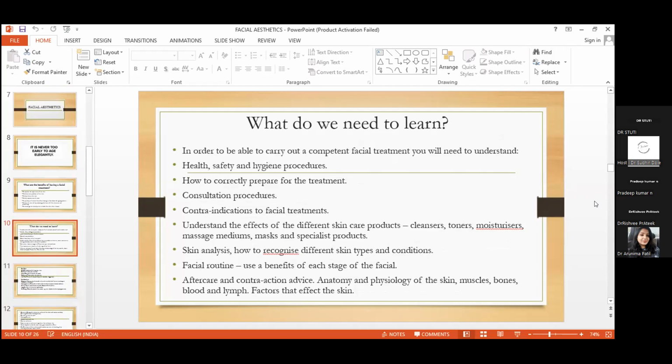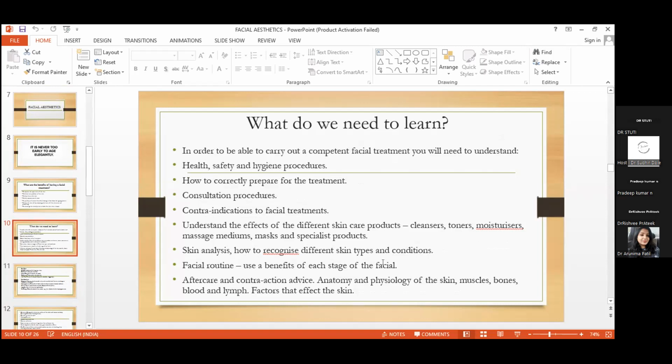Then comes up, these were all about the aspects of your client. Now what we as a doctor need to learn. So first of all, we should maintain the healthy safety and hygienic procedures at our area. Correctly prepare for the treatment.